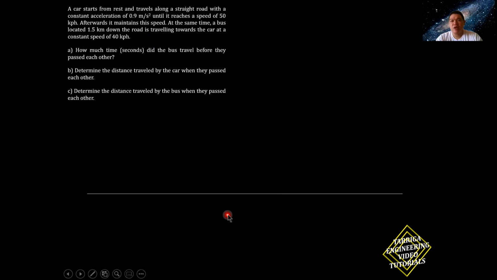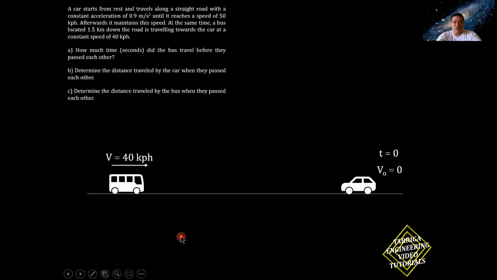Okay, so suppose this would be our road and this is our car that is traveling. At first, it came from rest, so initial velocity is 0. So let's suppose the time is 0. Okay, and here is the bus which is traveling at a constant speed of 40 kilometers per hour. If they are traveling at the same time, so meaning if it started at 0, this should be time 0 then. And they are 1.5 kilometers apart. Okay, they are different, ha. This is constant speed and this is a constant acceleration.